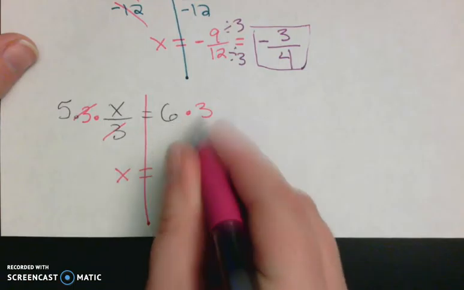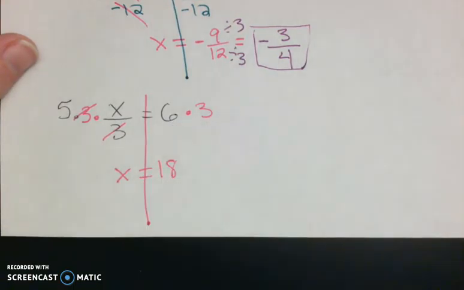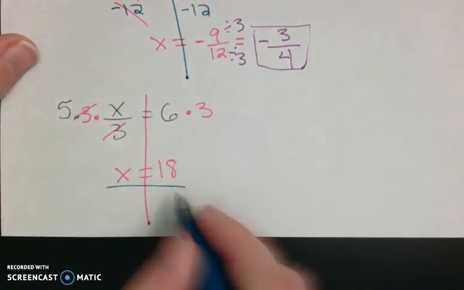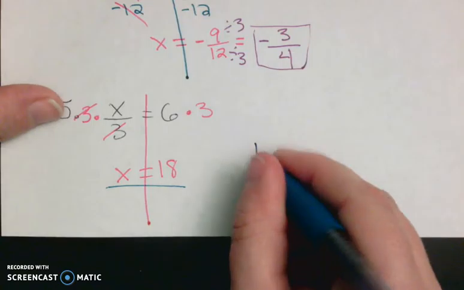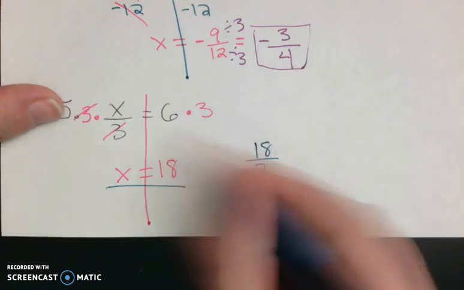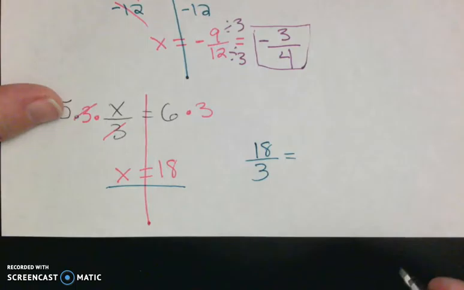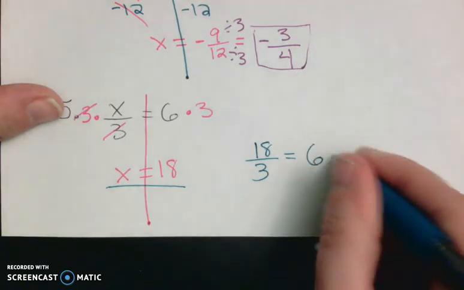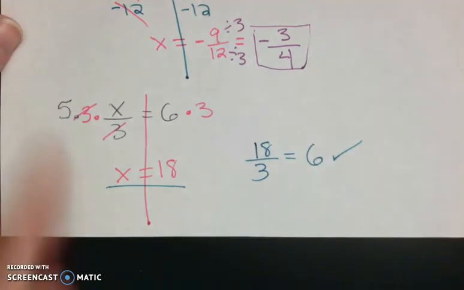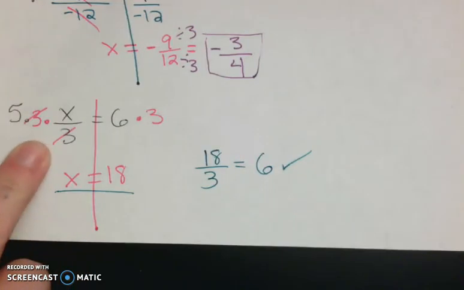And here, 6 times 3 is 18. Now think about it. Is that right? So I have x, which is now 18, over 3. X over 3. X is 18. What's 18 divided by 3 equal? 6. So it works out. So now I'm going to show you why this worked. So how come we can do that?